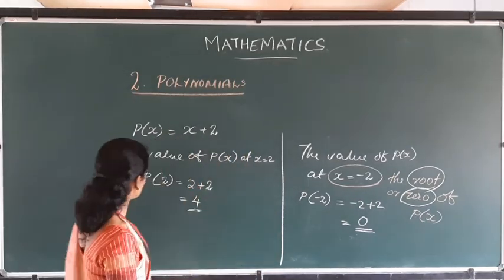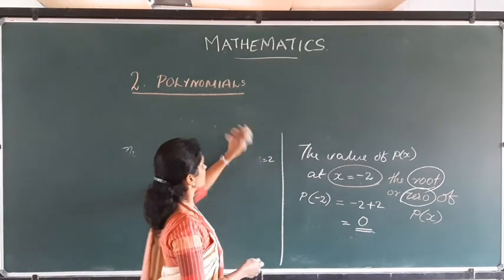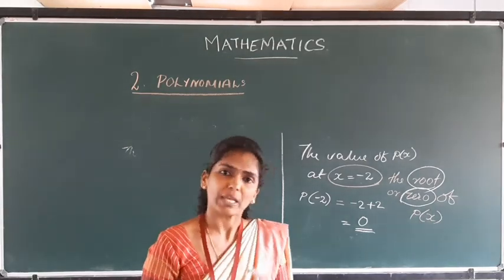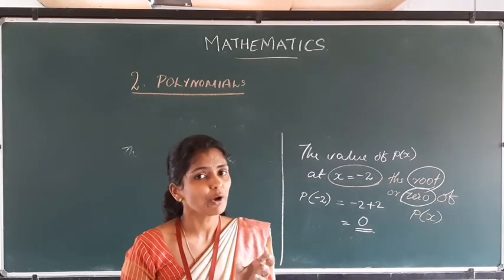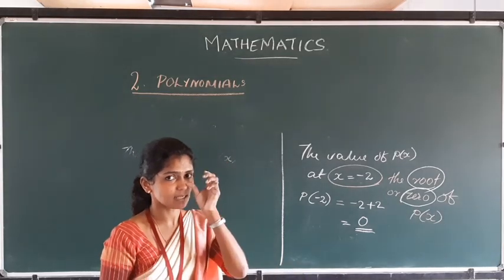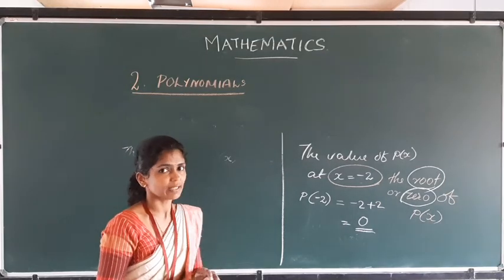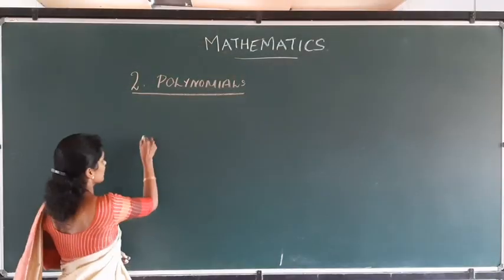In general, if p of a equal to 0, where a is any real number, then a is the 0 or root of that polynomial.